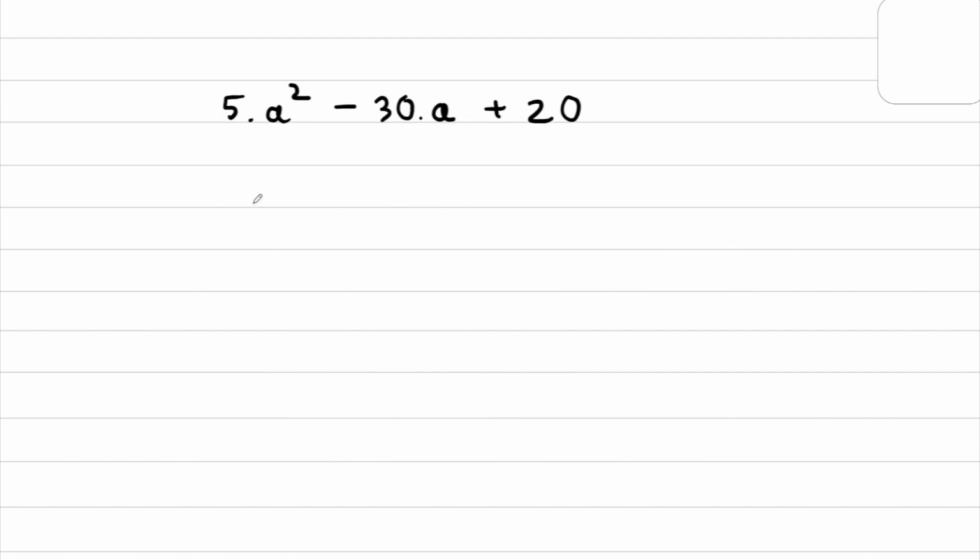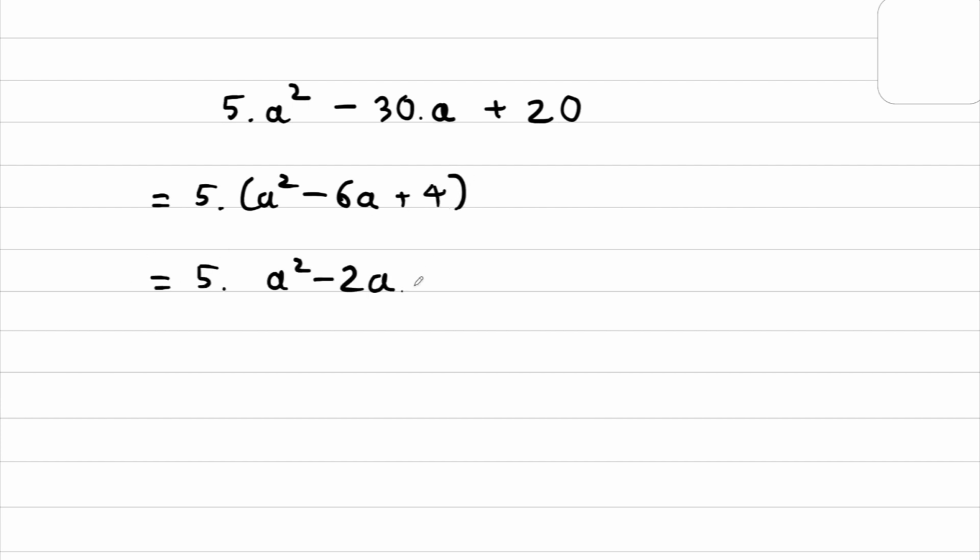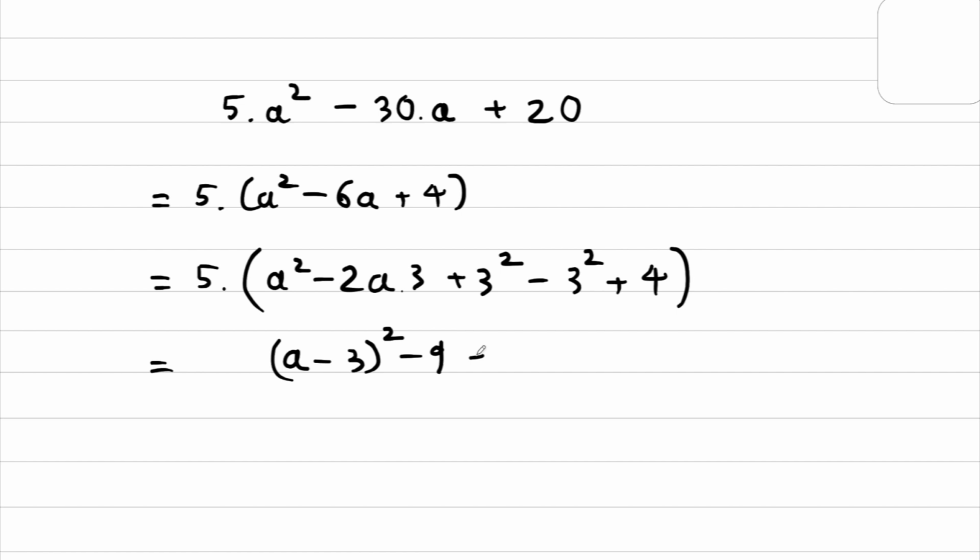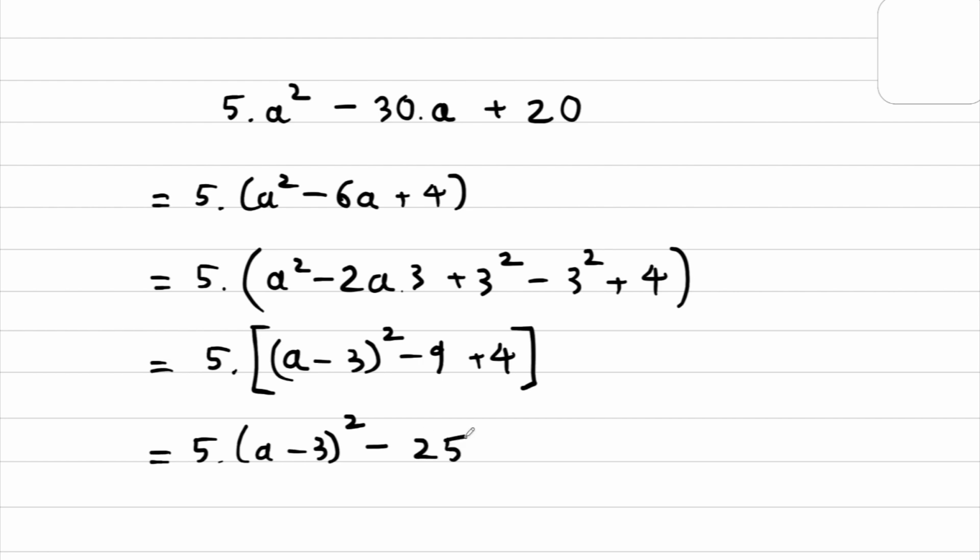Minus 39. For this question, take 5 outside: 5a squared minus 6a plus 4. And now completing the square in this form, 6 equals 2 times 3, plus 3 squared minus 3 squared plus 4, and the perfect square will be a minus 3 squared minus 9 plus 4 inside the square bracket, and you've got 5 outside here. This will be minus 5. Multiply with 5 outside this bracket, you've got minus 25.